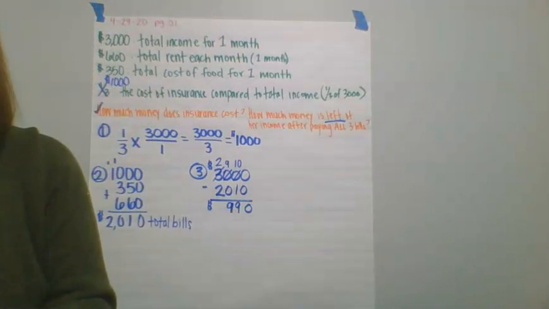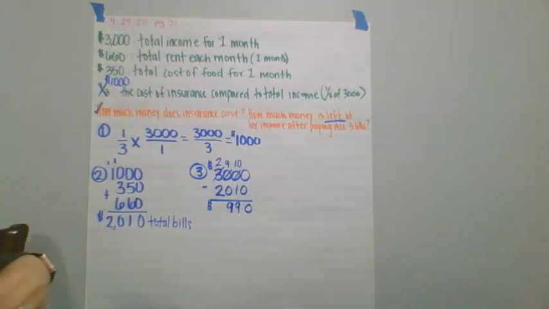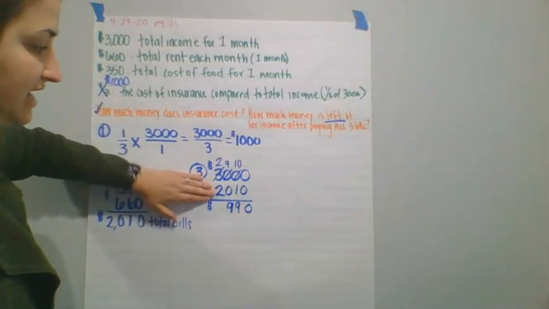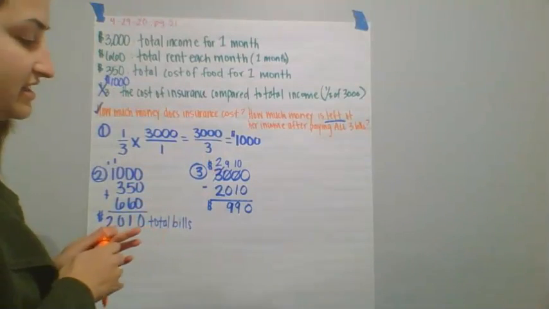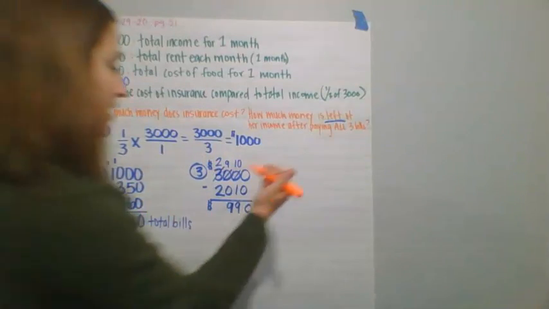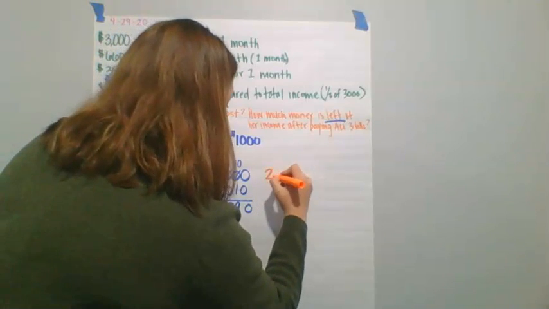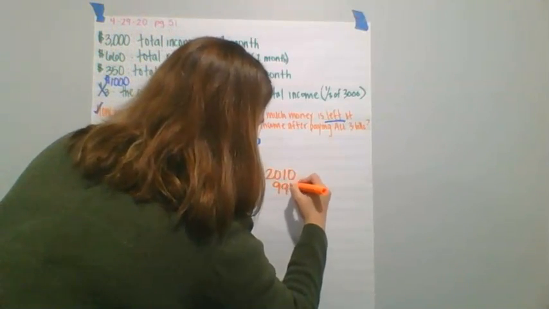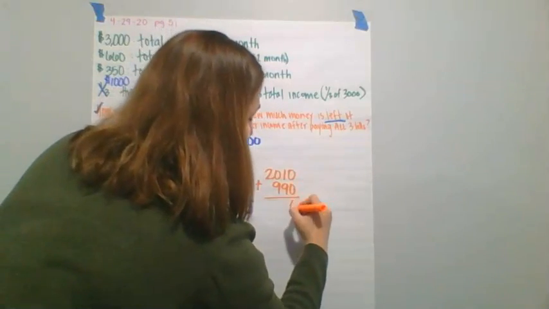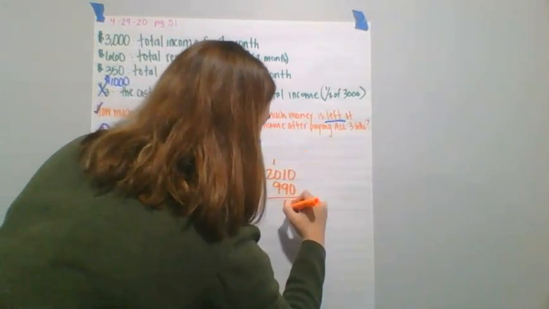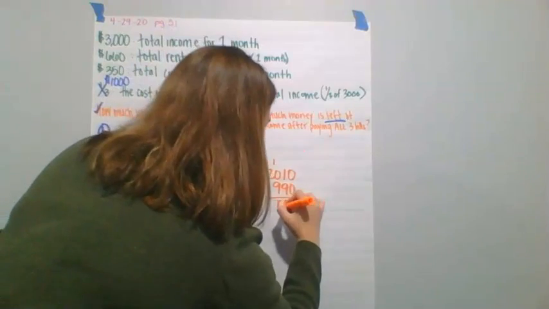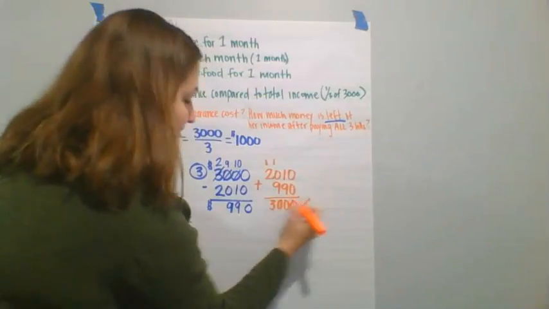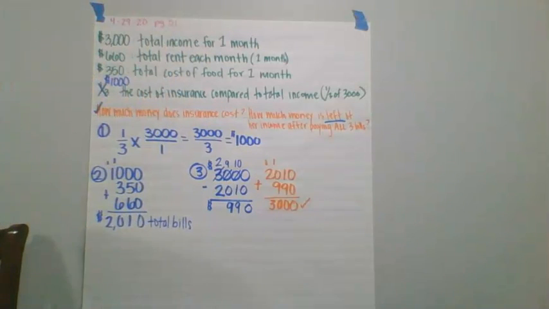Important, we probably want to make sure we're checking our work to see if this is correct. We want to make sure that 990 plus 2,010 equals a total of 3,000. So let's turn this around. We're going to take 2,010 and we're going to add that 990 to check our work. 0 plus 0 is 0. 9 plus 1 is 10. 9 plus 1 is 10. 2 plus 1 is 3. So 3,000 is correct.